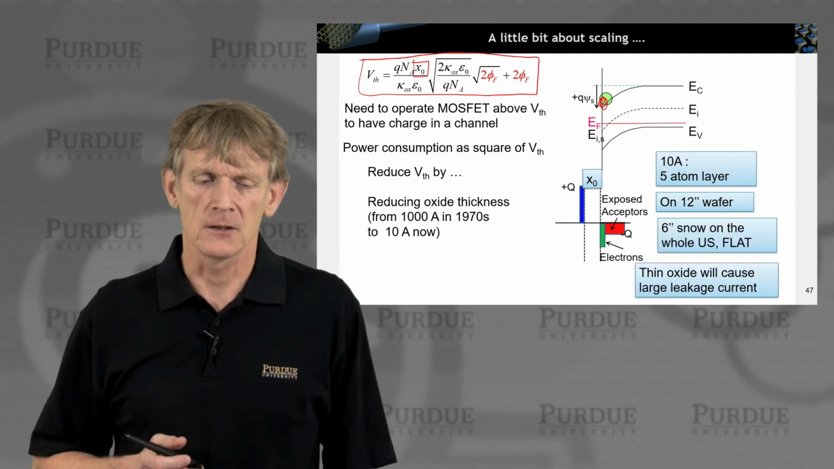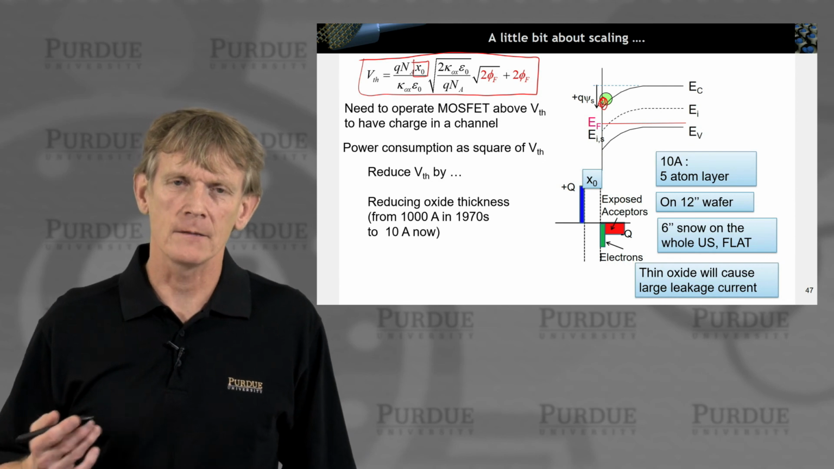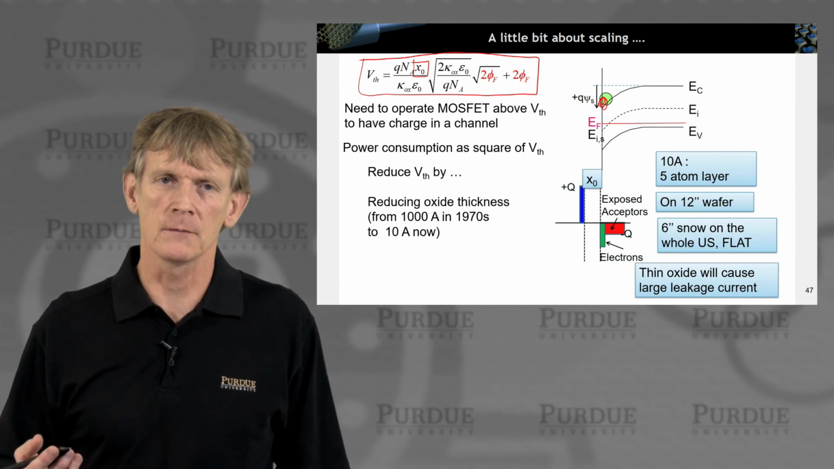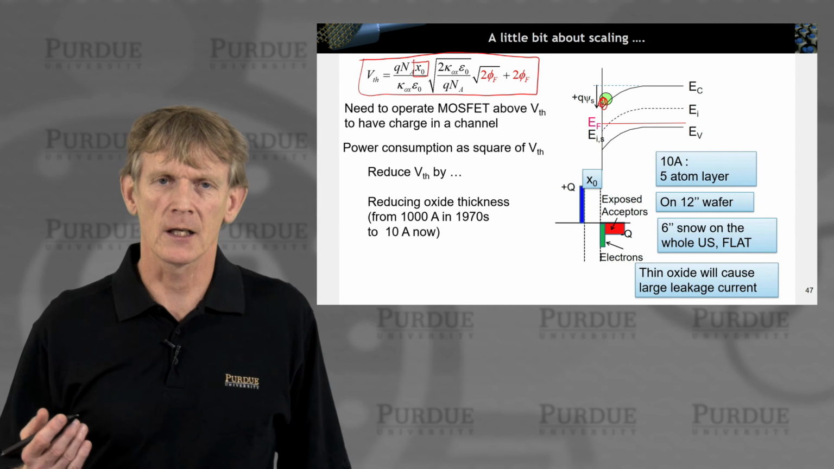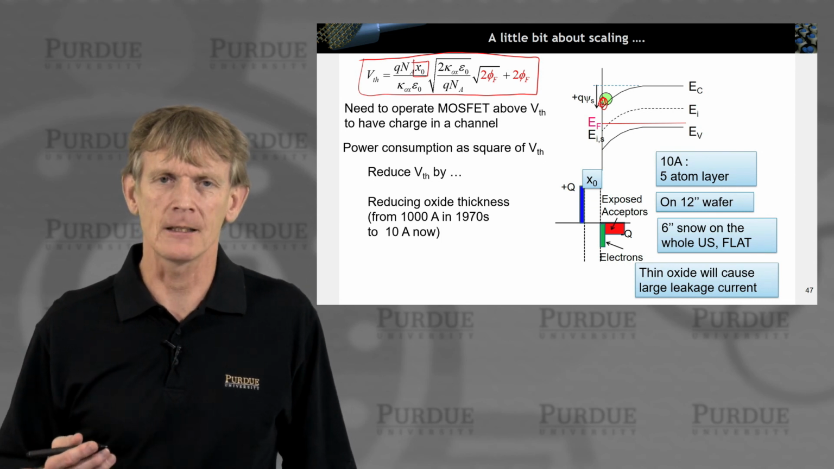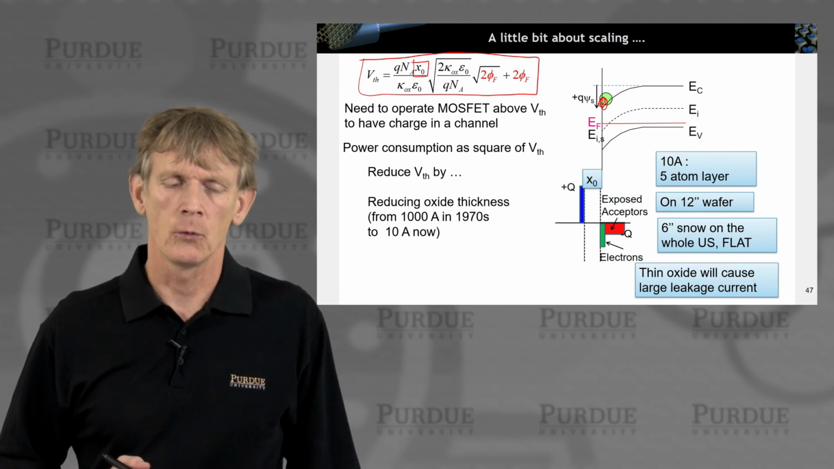So, what else can you do? Well, the point is you can't make it much smaller because you will have tunneling through the gate. So the device will be leaky. We'll talk about that in a little bit. What else can you do?